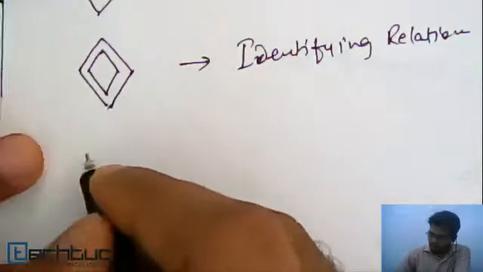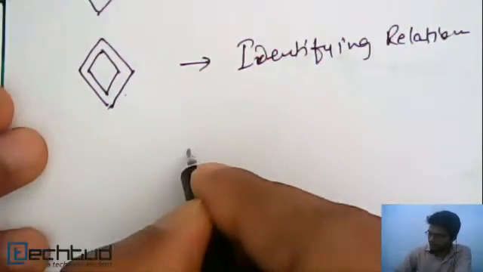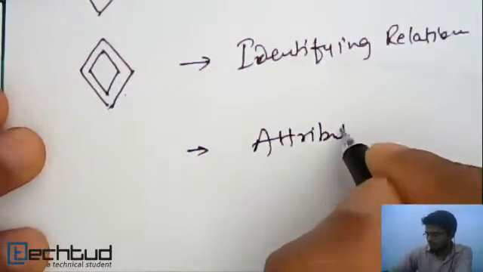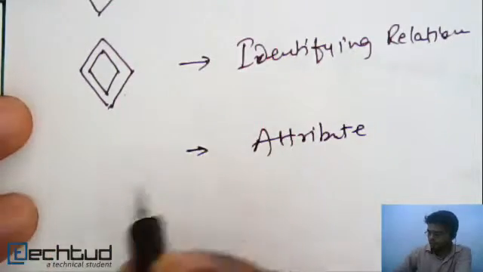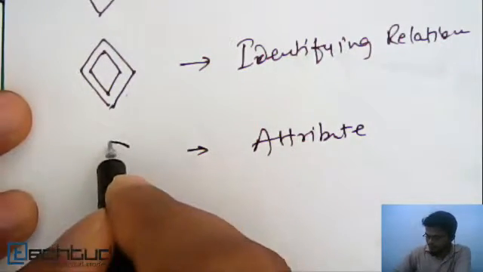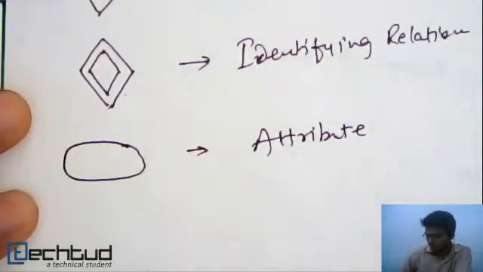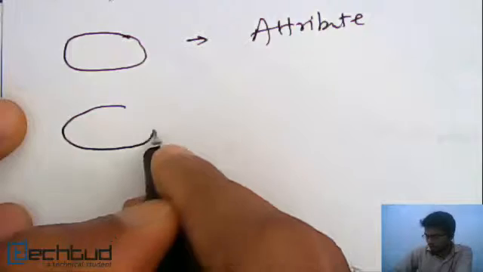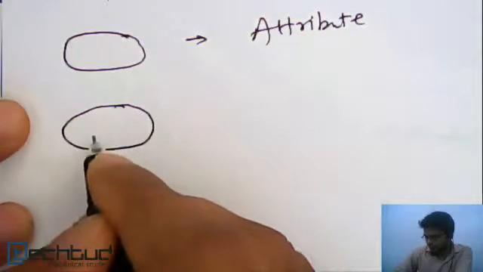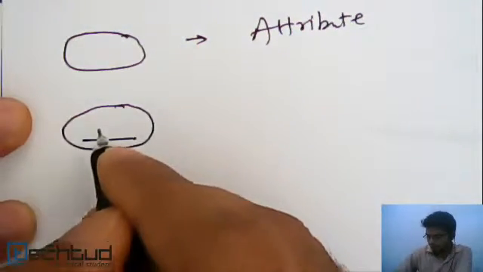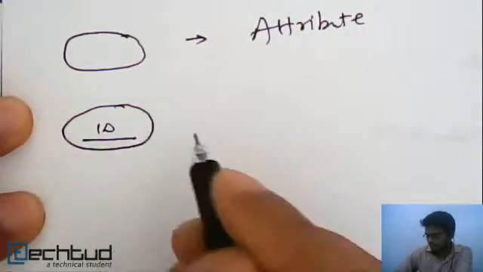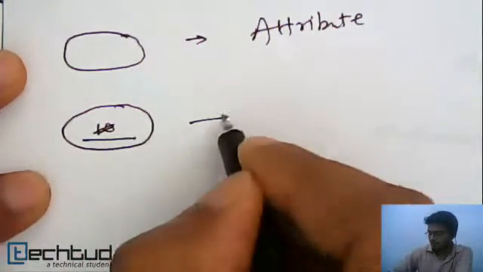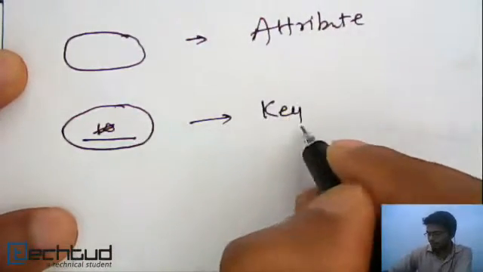Well, another one we have studied is attribute. So how do we represent attribute? We represent attribute with an ellipse. Sometimes you will see the ellipse having some attribute which is underlined. Okay, for example ID, something like this. The attribute will be underlined, so it means this is a key attribute.